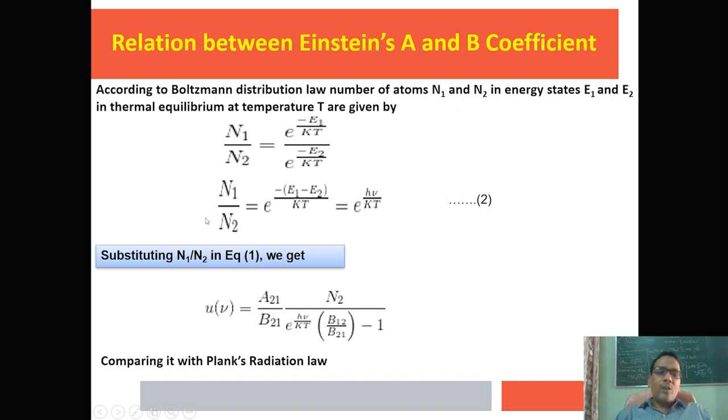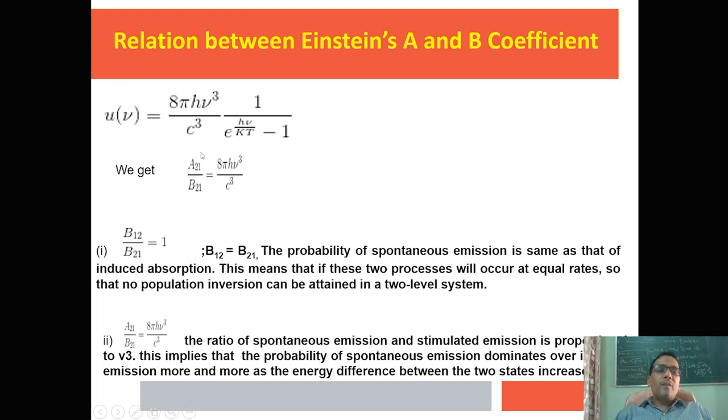So by putting this N1 by N2, we will have the energy density u nu equivalent to A21 by B21 times 1 upon exponential of h nu by KT multiplied by B12 by B21, minus 1. Now we will compare this with the standard Planck's hypothesis of the quantum theory of light. According to Planck's theory, students have to remember this particular formula, because we are not able to derive all this at this stage: u nu is equivalent to 8 pi h nu cube by c cube multiplied by 1 upon e to the h nu by kT minus 1.